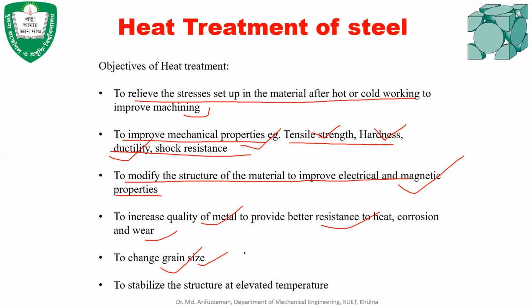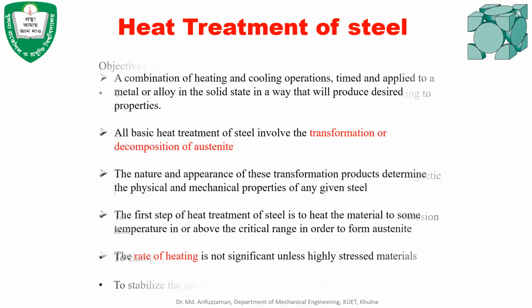So you can also do this with the help of heat treatment. And to stabilize the structure at elevated temperature, at high temperature, how the metal will behave, you can also control that with the help of heat treatment. And it is a combination. Heat treatment is basically a combination of heating and cooling operation, and also depends on the time, how long or how fast you are doing the cooling, okay, or you are doing the heating. The heating rate does not have much effect, but the cooling rate has significant effect on heat treatment.